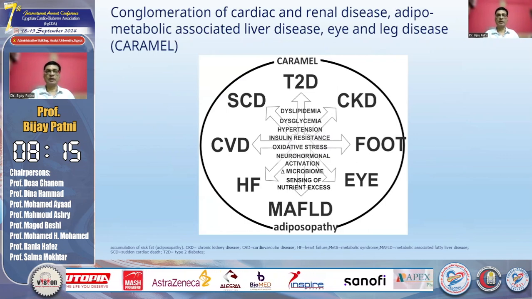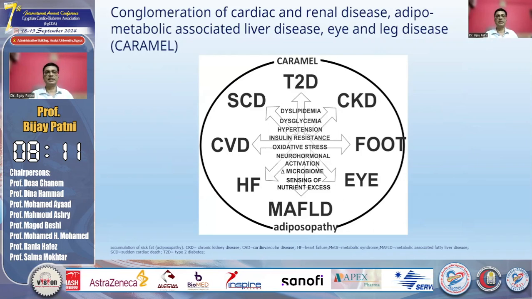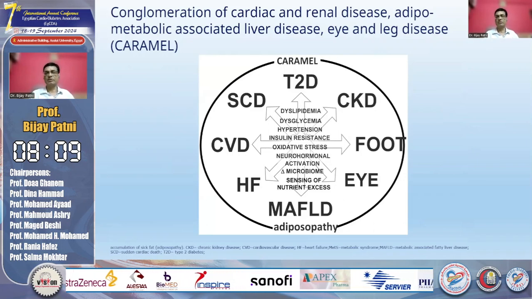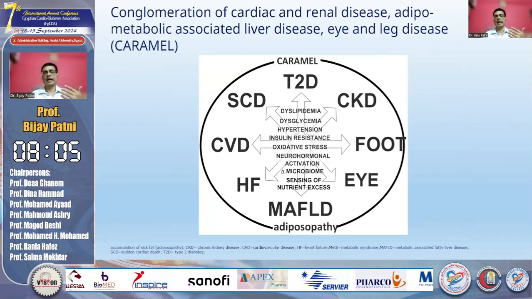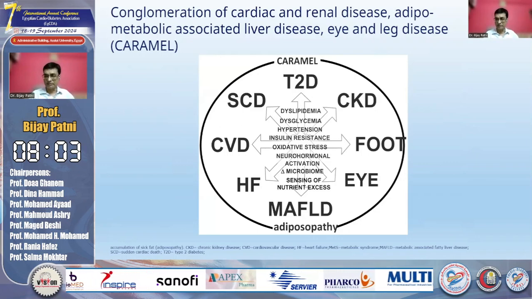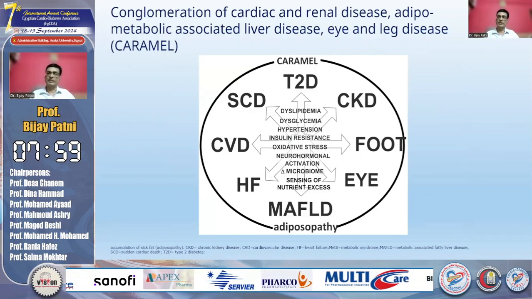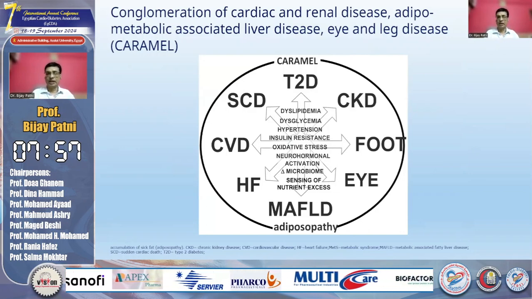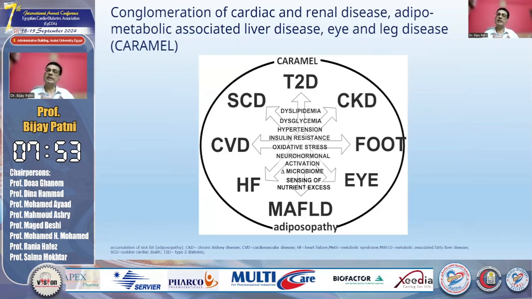So this is the conglomeration of the various chronic conditions, which can ultimately lead to cardiorenal metabolic disease. On one side we have the cardiovascular spectrum, which can manifest as atherosclerotic CVD, heart failure, and cardiac death. The other factor, obviously, what we talked about, is the liver dysfunction, that is MAFLD, and then the renal.